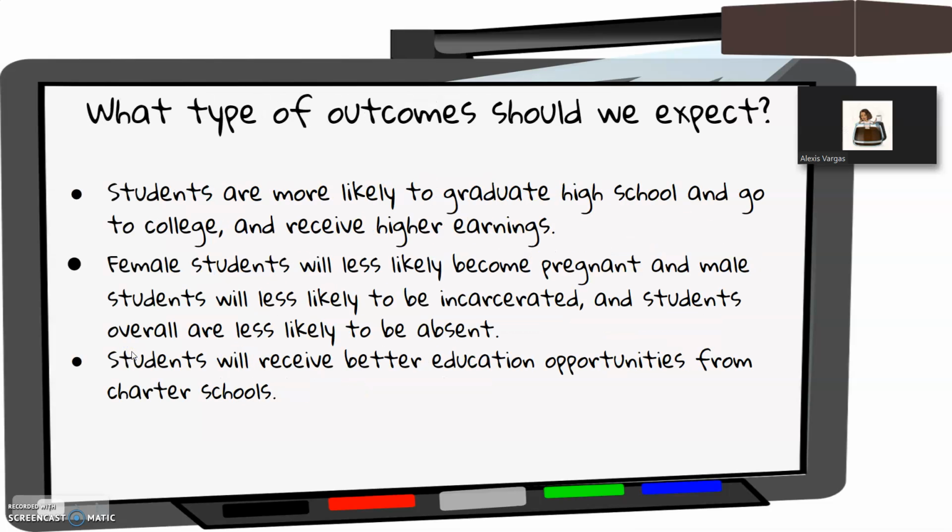So what type of outcomes should we expect? The outcomes that we should expect are that students are more likely to graduate high school, go to college, and receive higher earnings. Female students will be less likely to become pregnant, male students will be less likely to be incarcerated, and students overall are less likely to be absent. The last one is that students will receive better education opportunities from charter schools.